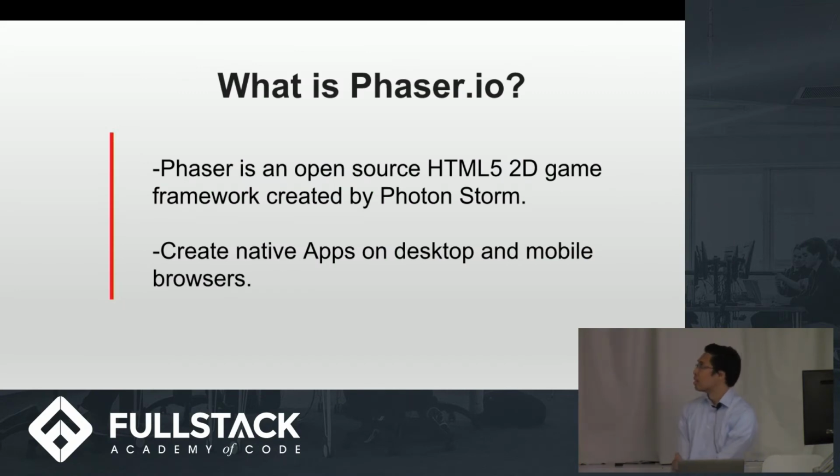Phaser.io is an open source HTML 2D, 3D game engine framework from Photon Storm. You can basically build any 2D models, and if you have an idea for a game, it's probably the best way to create it is using this framework because it uses up-to-date browsers, has native apps and desktops, and can create mobile games.